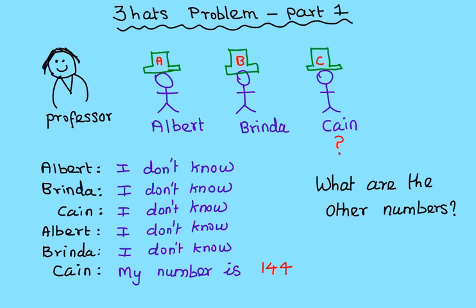So each number is a non-zero positive integer. One of the numbers is the sum of the other 2, and this conversation happens with Cain finally claiming his number to be 144 in the second round. That is, C equals 144. So what are A and B? In this part 1 video, I am not going to tell the complete answer. Anyway, if you want to give it a try, feel free to pause now.